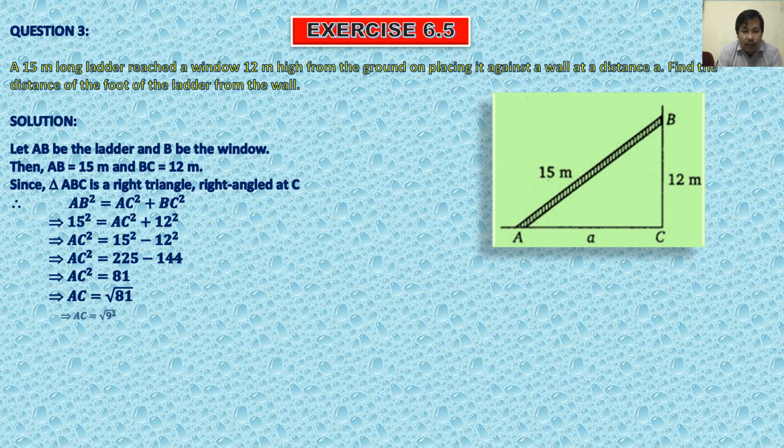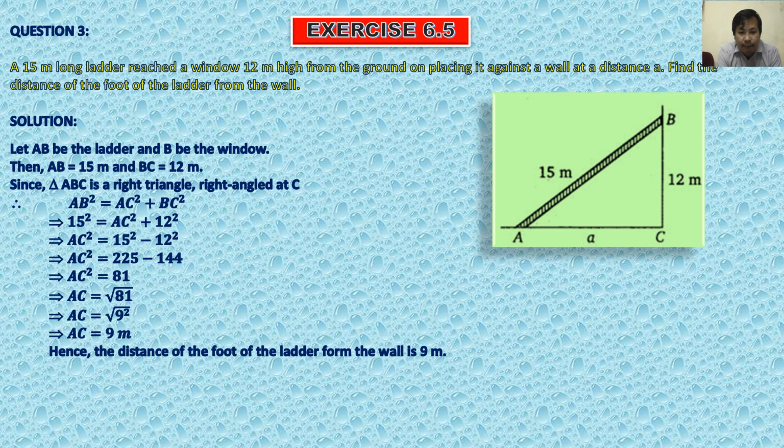Then after that, AC is equal to root over 9 square. 81 is 9 square, this 9 into 9, 9 9s are 81, isn't it? 9 and 9 are multiplying, that means it is 9 square. So here the square root and the square can be cancelled. We cancel these two and then we have AC is equal to 9, and it is meters because it's given in meters already. So it is 9 meters. Hence the distance of the foot of the ladder from the wall is 9 meters. So here we get the answer of the solution.